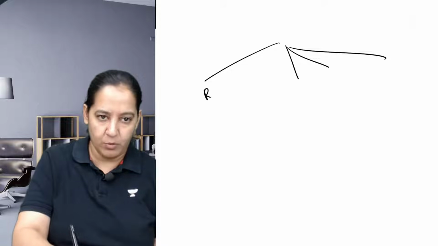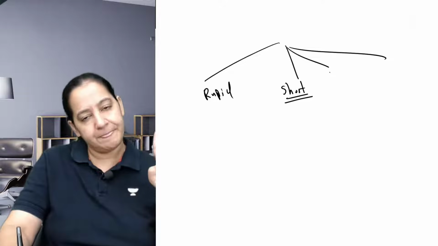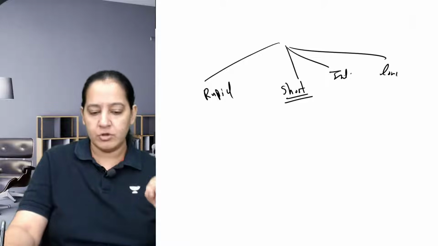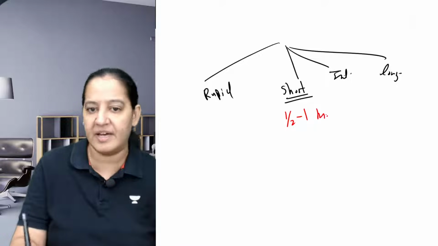Right. As I have told you, there are 4 types of insulin: the rapid one, the short one, the intermediate one and the long one. Currently I am teaching you the short one, the regular one. The short ones show their mechanism of action half to 1 hour after administration.